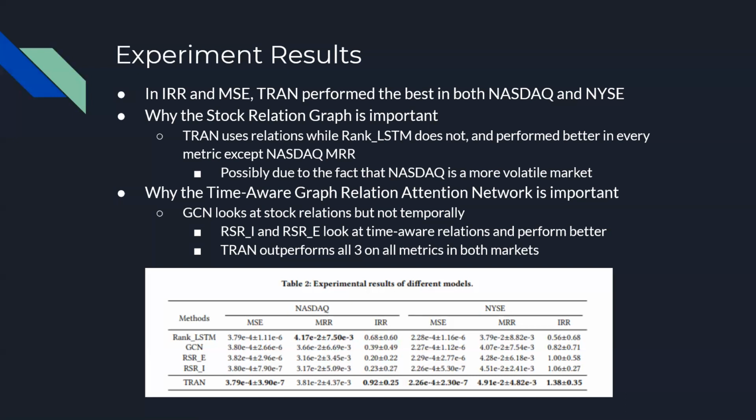Why was the time-aware graph relational attention network important? Well, when compared to GCN, which looks at stock relations but not temporally, and RSRI and RSRE, which do look at time-aware relations, RSRI and RSRE perform better than GCN. And TRAN outperforms all three of those models on all metrics in both NASDAQ and the New York Stock Exchange.